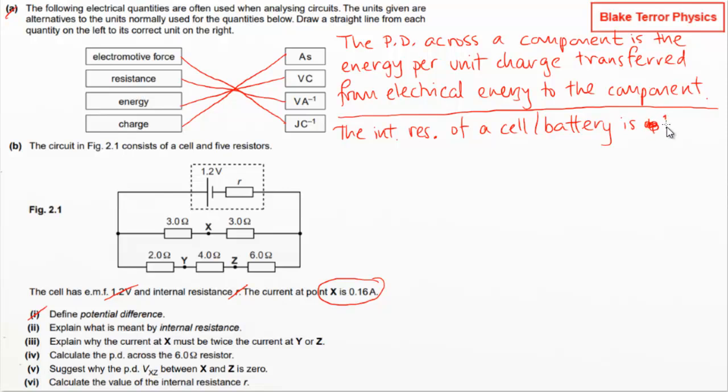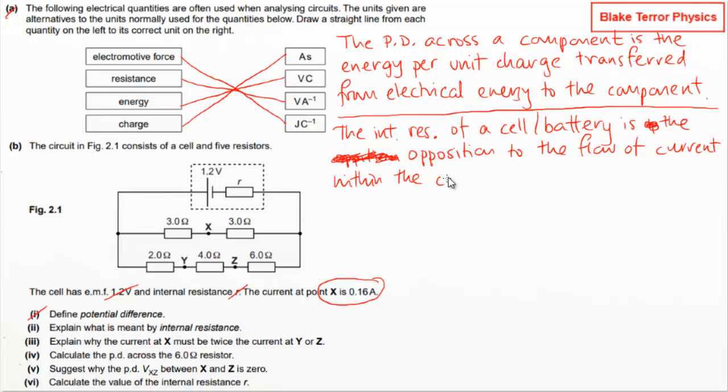It is the opposition to the flow of current through the cell or battery. I'm so busy talking I can't write out words properly. So again, that's already paying off that we've contextualized it. So let's go within the cell or battery, through the cell or battery. It doesn't really matter what you're saying there.